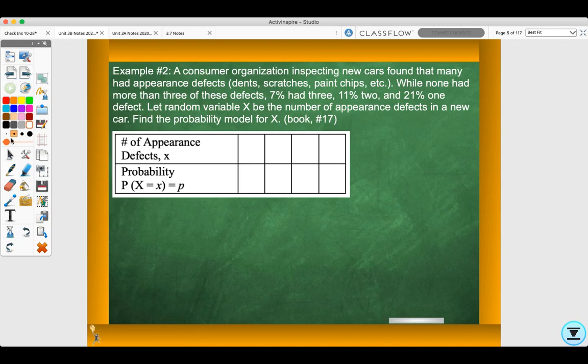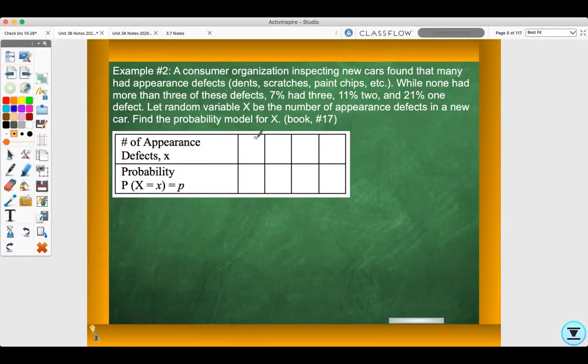Let's look at example 2. A consumer organization inspected new cars and found that many had appearance defects: dents, scratches, paint chips, etc. While none had more than 3 of these defects, 7% had 3, 11% had 2, 21% had 1 defect. Let random variable X be the number of appearance defects in a new car. Find the probability model for X. So in your textbook, this is number 17.